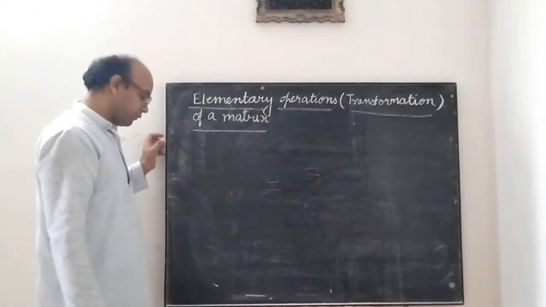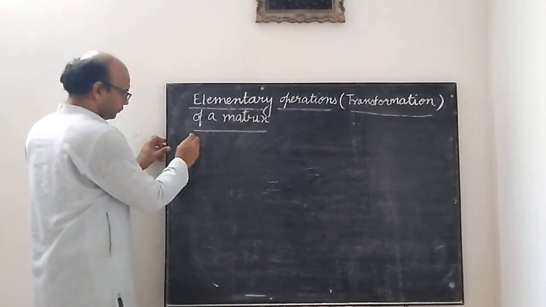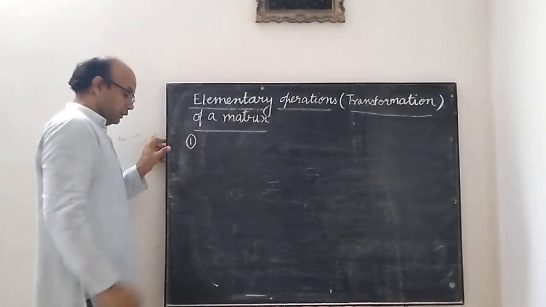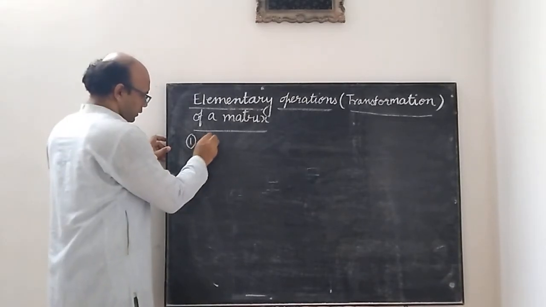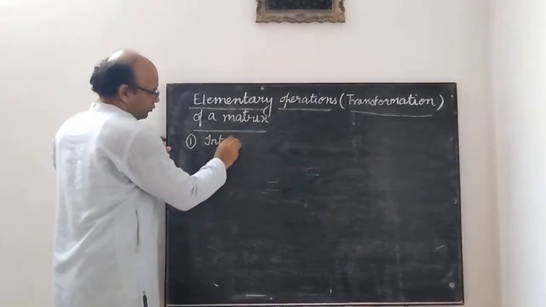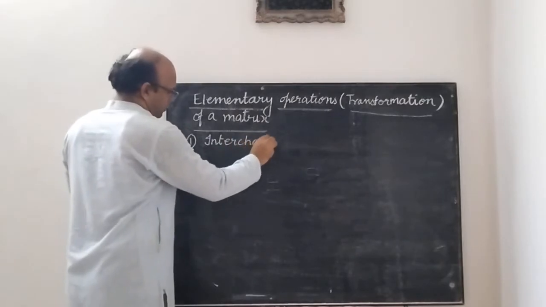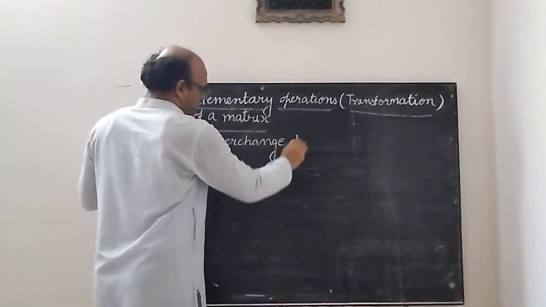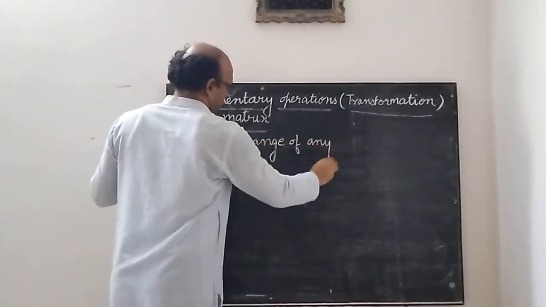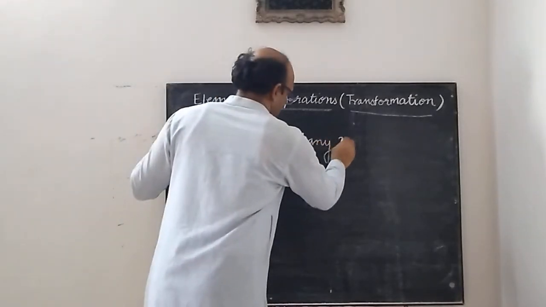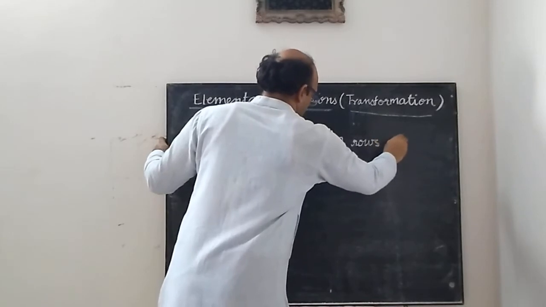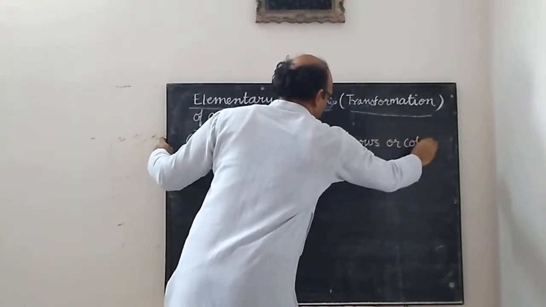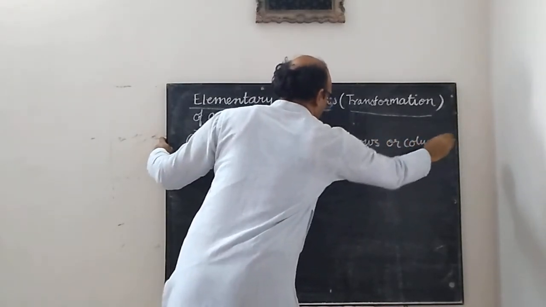Okay, we start with the first one. Interchange of any 2 rows or columns.